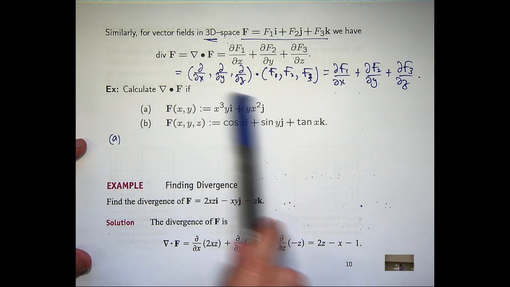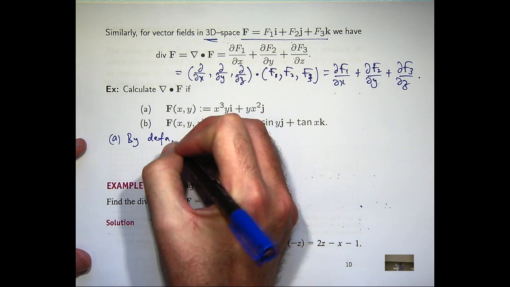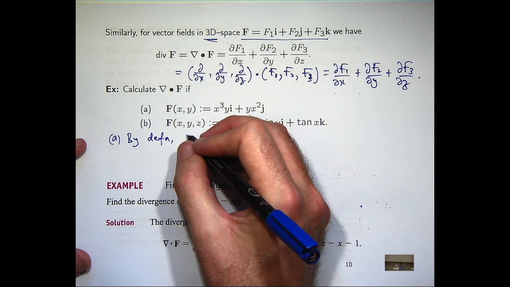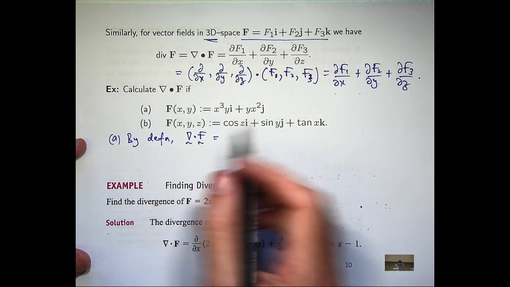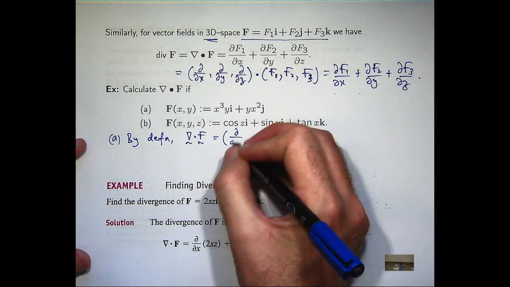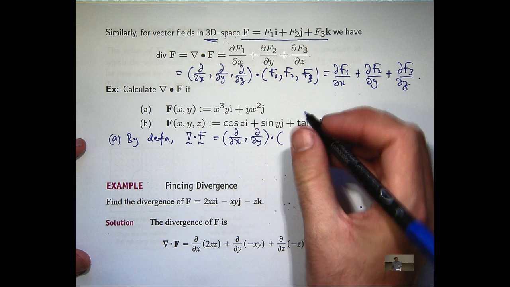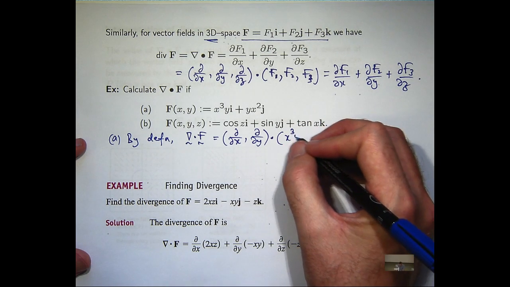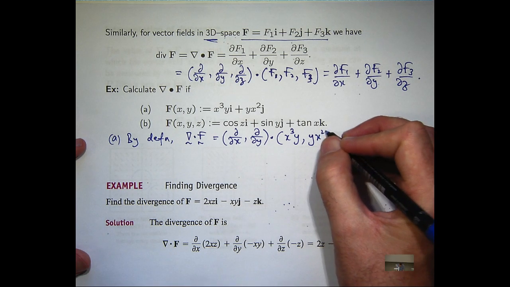So for this particular vector field, we know that the divergence is just this dot product. So let's write this out and watch the operations on the corresponding component.